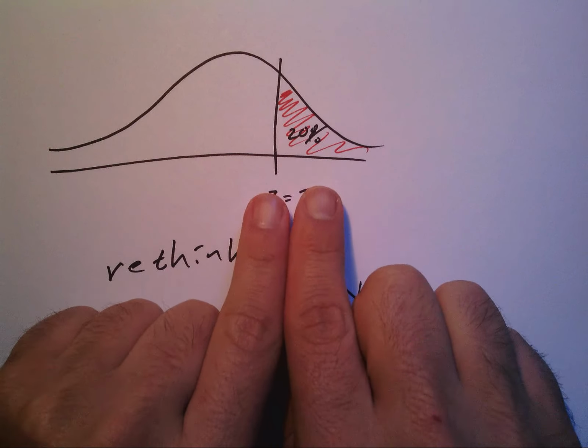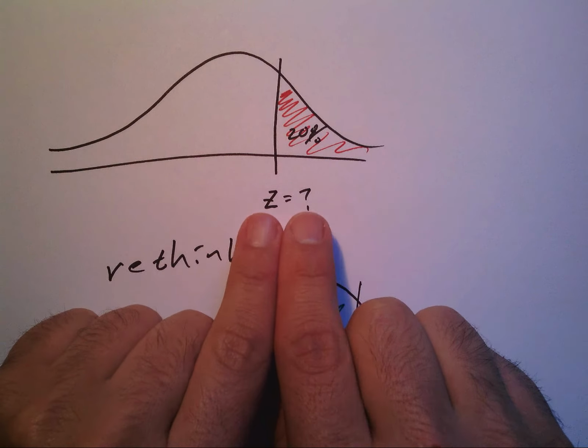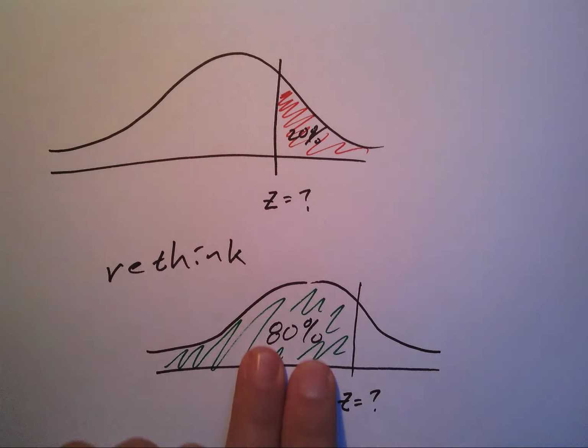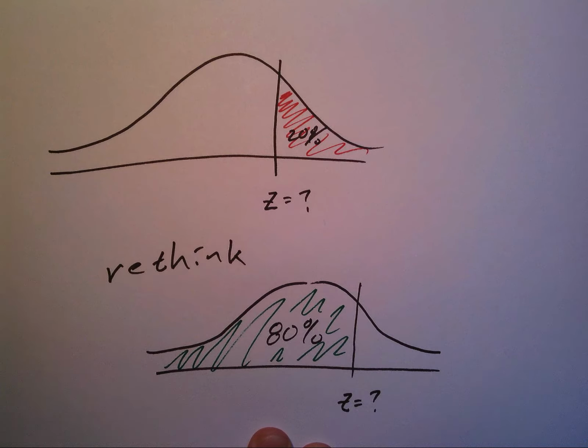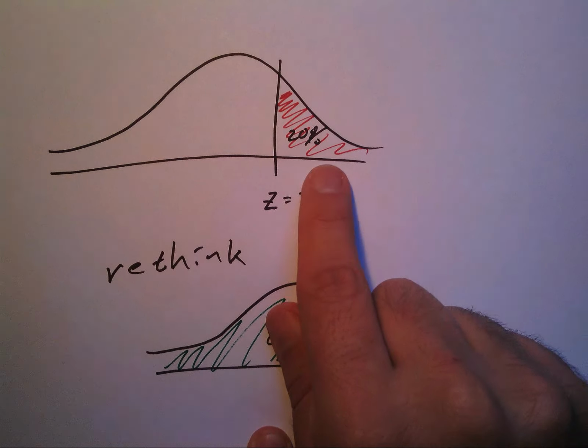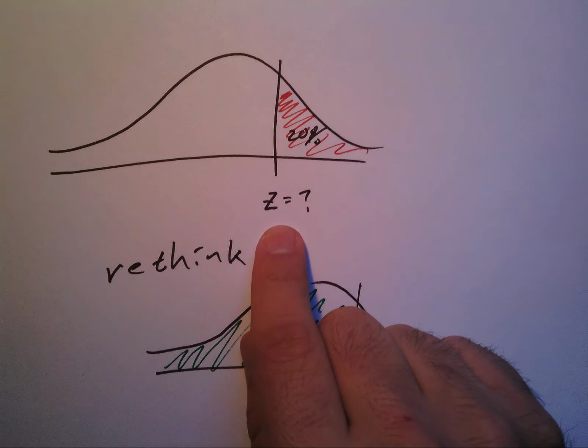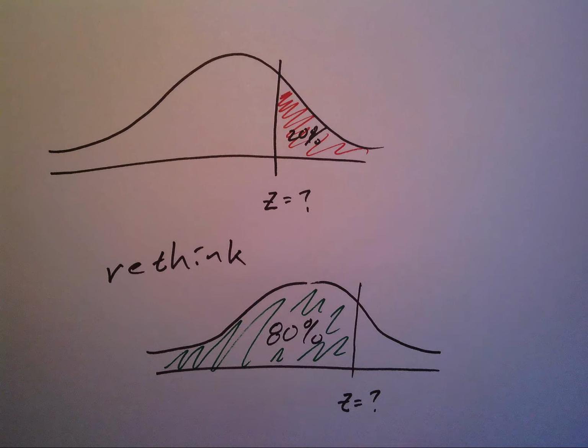So is there some way that I can make a picture that has the same z, but I shade the other side? Yeah. I'm just going to look at the complement area, the complement percent. So I wanted to know where the top 20% starts is the same as where does the bottom 80% end. Do you see it as just 100 minus 20% to get this picture? So this is what I need to plug in.